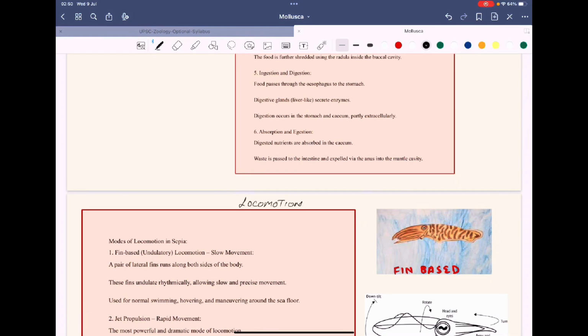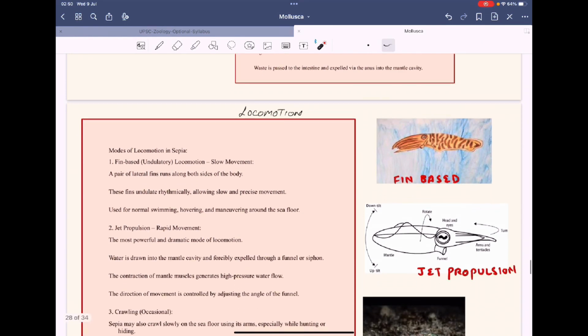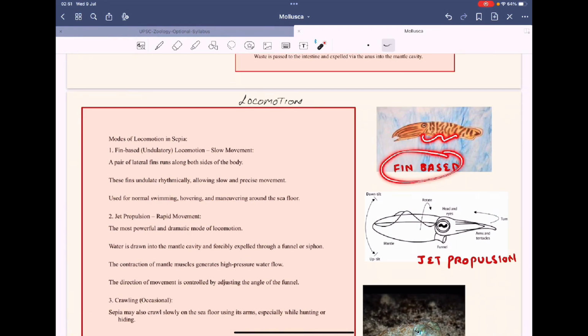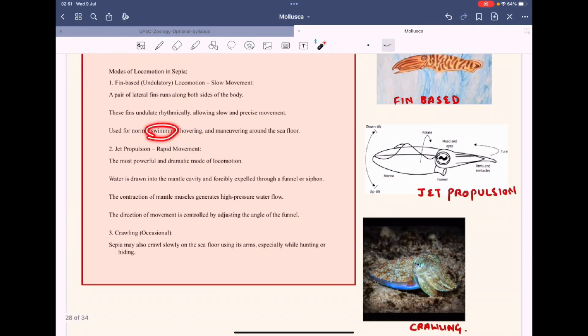It shows 3 types of locomotion. First is the fin based motion. So simply the undulation of fins takes place. It's a slow movement. There is undulation of the fins, and it happens rhythmically. It is slow and precise, and it helps in normal swimming, hovering, and maneuvering around the seafloor.